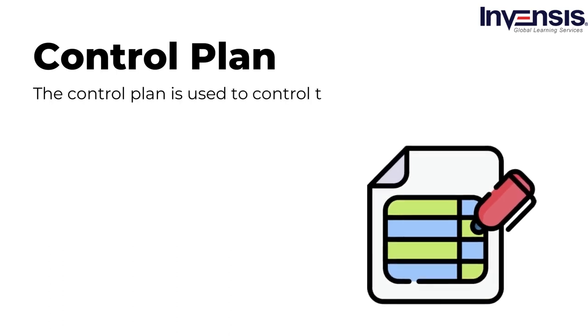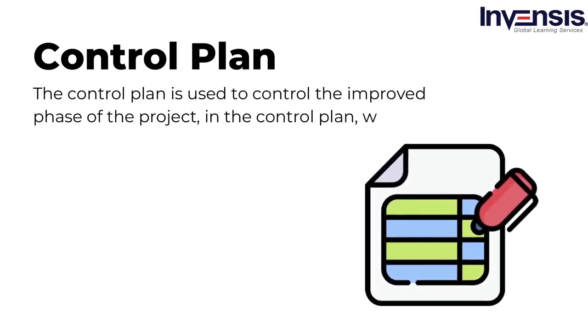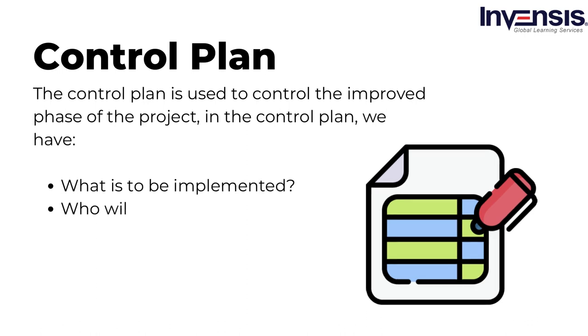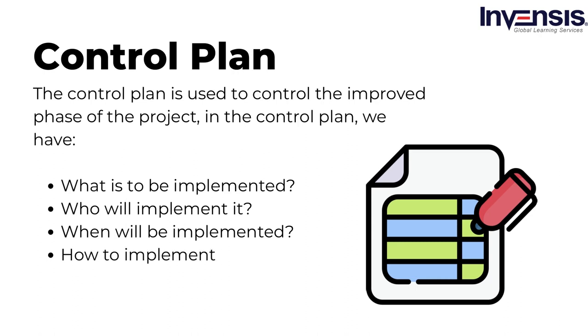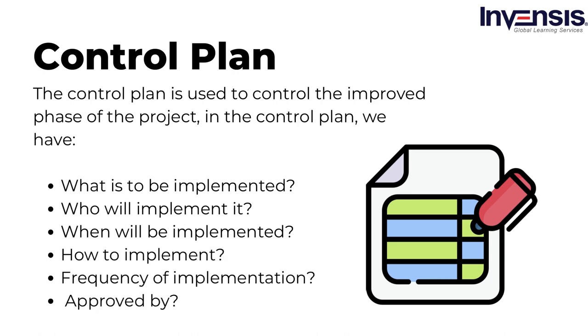This is used to control the improved phase of the project. So here in the control plan, we have what is to be implemented, who will implement, when will be implemented, how to implement, frequency of implementation, and approved by. All these factors will help the Six Sigma expert to control the improved phase.